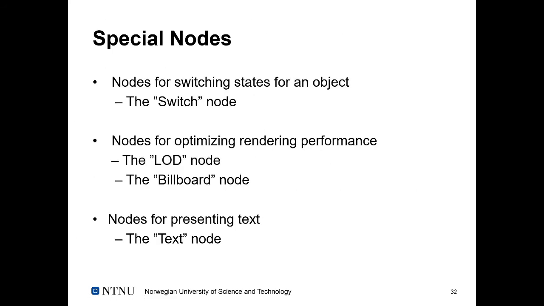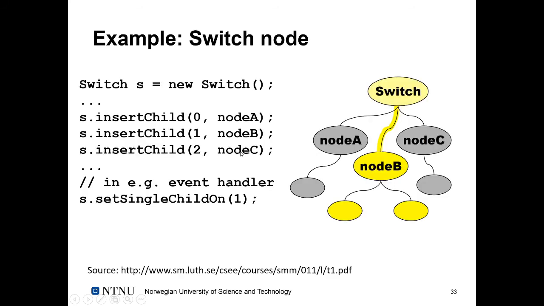And last, you have nodes for presenting text. I will just give examples on switch and LOD. The rest basically follows in similar ways. So switch node is basically the same way as you make a group node or you make a geode. So you basically say switch S, you name it S in this case, and you say new switch in the exact same way as you did with the geode. And then you insert the children by saying s.insertChild.